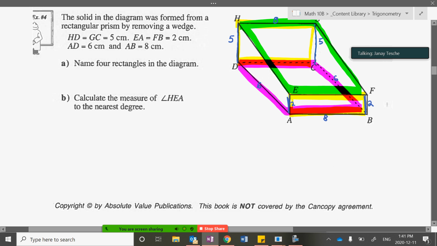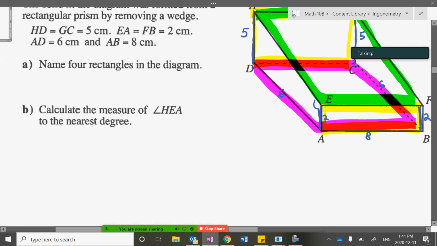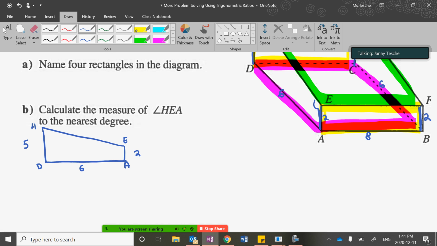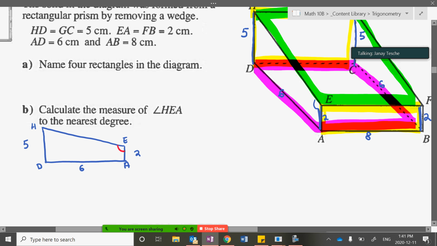So our first question, what is the measure of HEA? So that's like this angle right in here. Let's turn this object and look at just the side. So we're looking, draw this a little bit smaller. This is the side of our object. So this was HD, which is 5, 2, EA, 6. So that's our information we've been given. We are looking for this angle here. Does that diagram make sense with everyone?